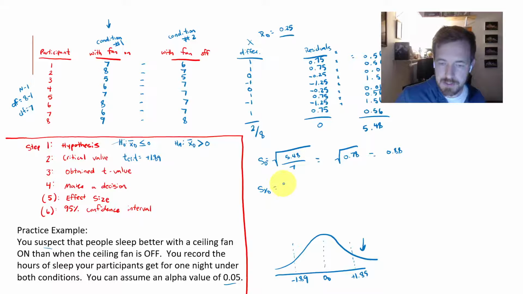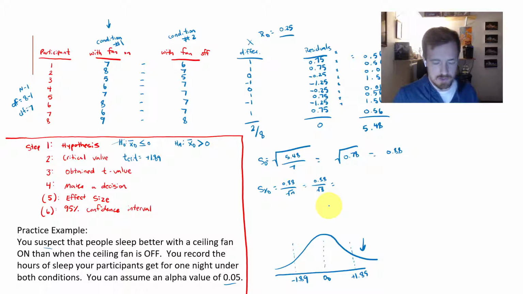The way that I'm going to do that is going to be 0.88 divided by the square root of n, and the square root of n is going to be the square root of 8, and what is the square root of 8? 2.83, and now I'm ready to divide these, and that gives me 0.31. Alright, so 0.31 is my sampling error.